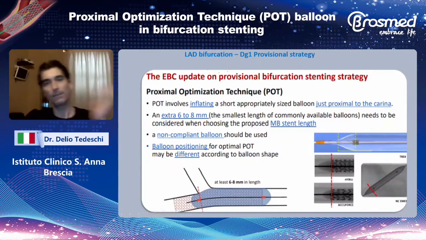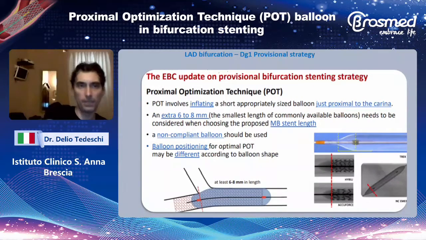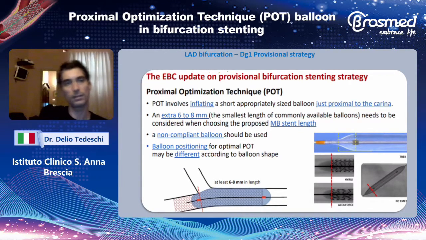So now it comes the POT. So I repeat, the POT should be performed with a short balloon, and we have to consider an extra 6 or 8 millimeter in terms of length more than the stent length. We should use, of course, a non-compliant balloon, and we have to consider the shape of the balloon that we use, above all the length of the shoulder, as Pablo and Gabor told you. So the POT balloon from BrosMed is ideal for this technique.